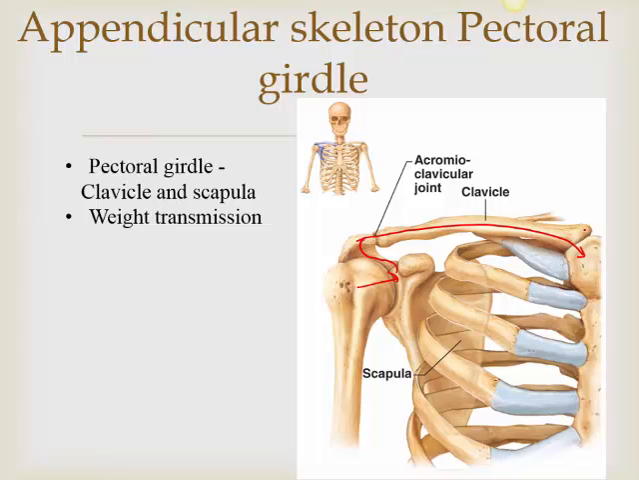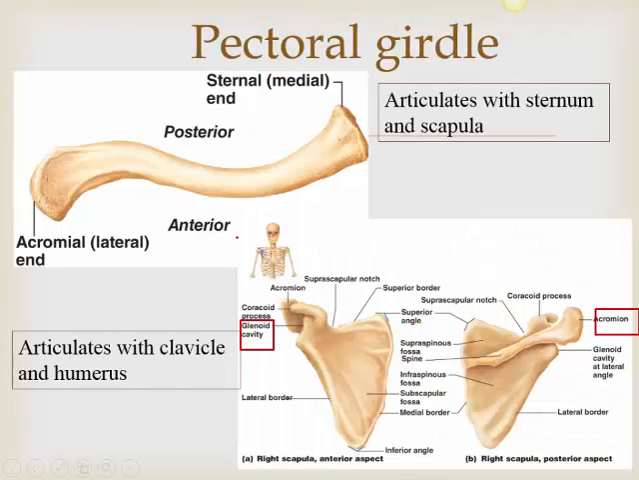Which is why if the clavicle is fractured at any time, you would see that the upper limb droops, the shoulder just drops down because the weight cannot be transmitted. So it's a very important strut which is present there. So that's the pectoral girdle. And we'll see a similar girdle present in the lower limb as well.